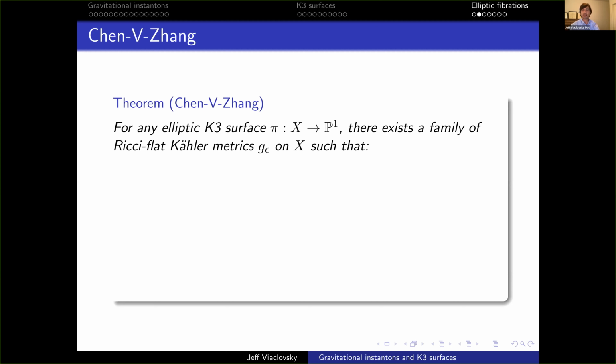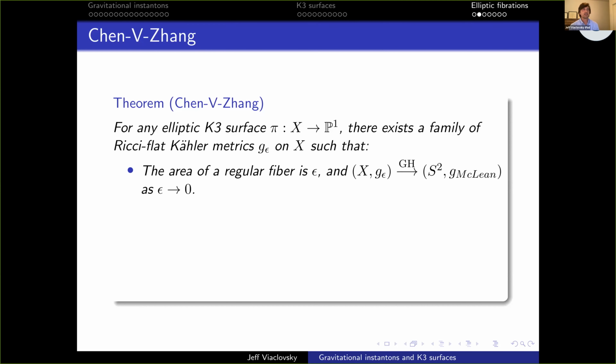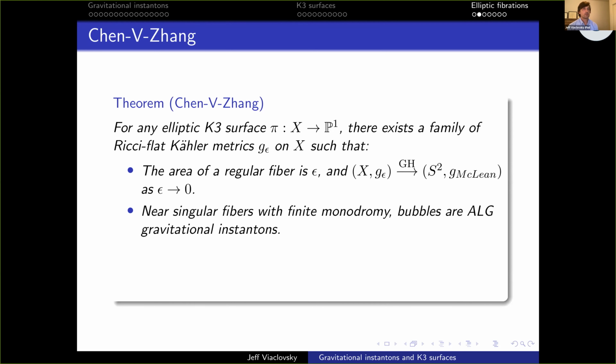So for any elliptic K3 surface, there exists a family of Ricci-flat Kähler metrics with the following properties. Just like in Gross-Wilson, the area of a regular fiber is fixed and it collapses down to S2 with the MacLean metric, away from the singular fibers. But near the singular fibers with finite monodromy, that was the I0 star, the 2, 3, 4, 2 star, 3 star, and 4 star, the bubbles are the ALG gravitational instantons.